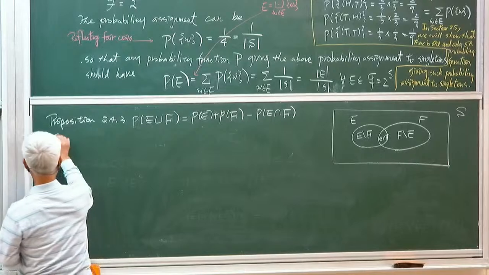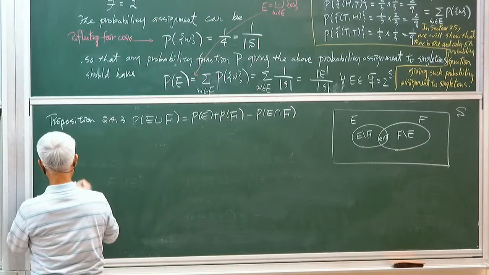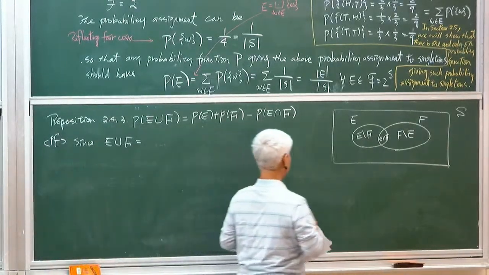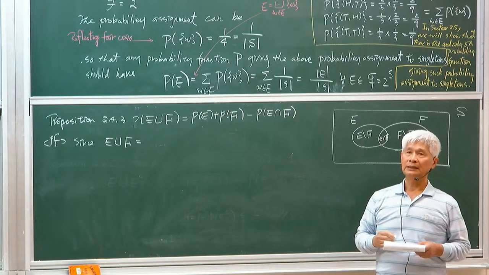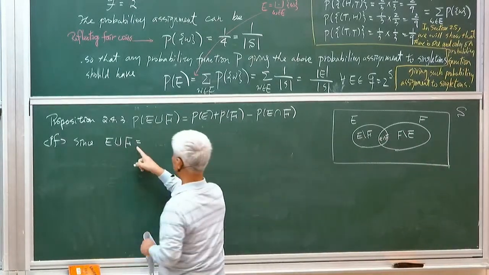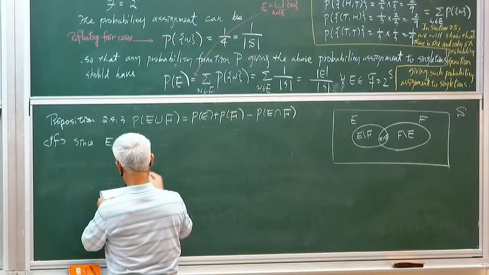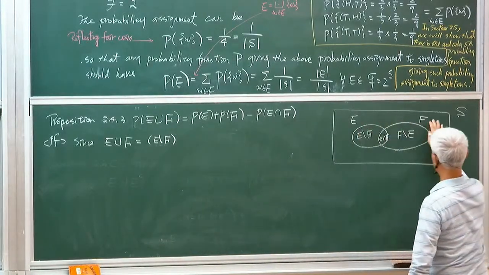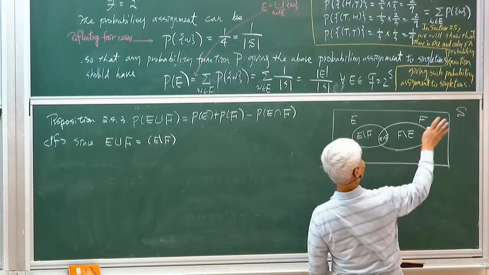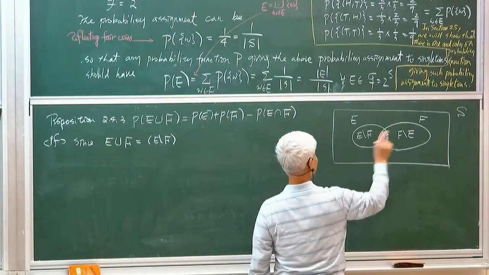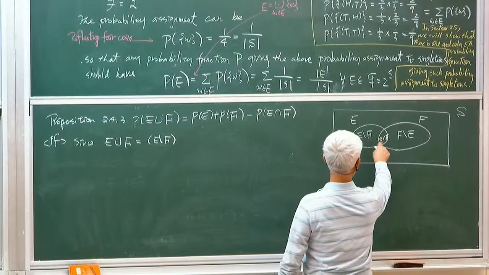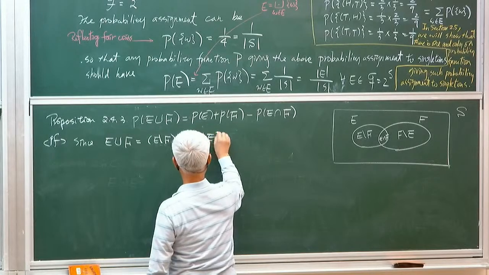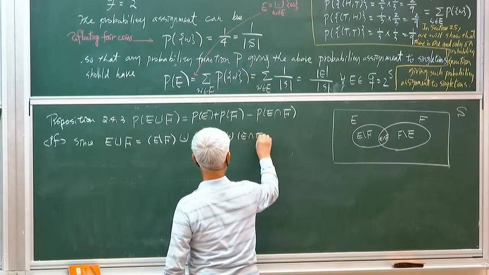Okay, so the proof. Since we want to apply finite additivity, the union of E and F will be... So there are three parts: E minus F, disjoint union, F minus E, and disjoint union, E intersect F.